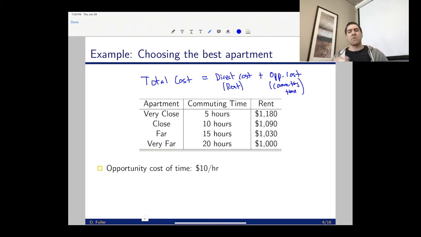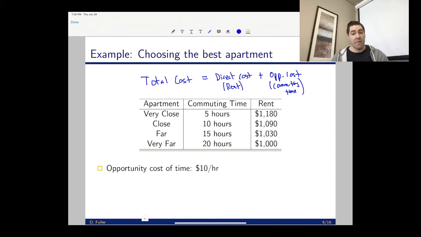We could do this example where the opportunity cost has something to do with a feature of the apartment, right? So one has a pool and the other one doesn't, and part of the opportunity cost is related to the value placed on the pool. But we're going to stick with something pretty simple here, which is commuting time. To calculate my total cost, I already know the rent. I just need to calculate the cost of my commuting time.